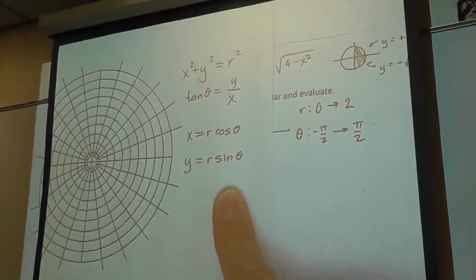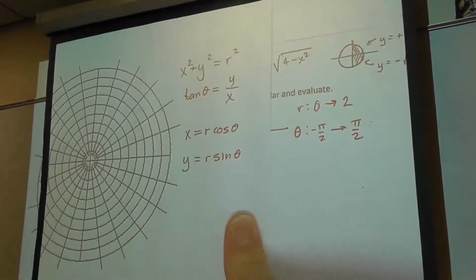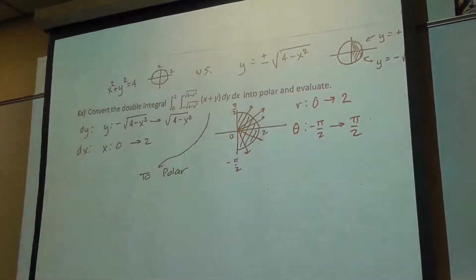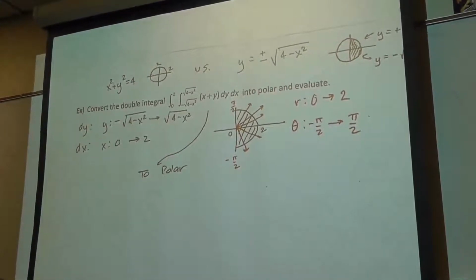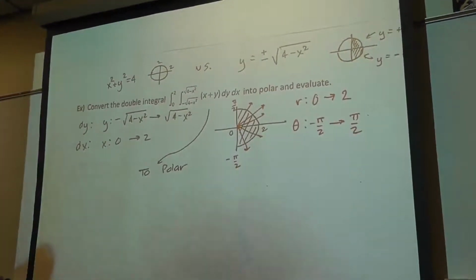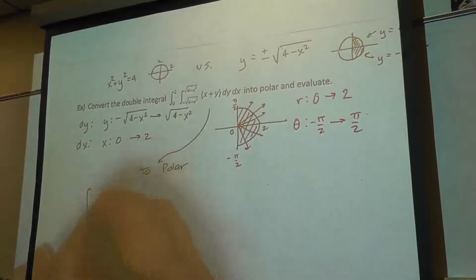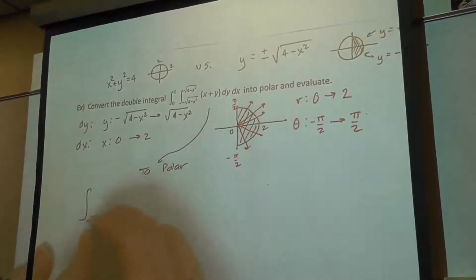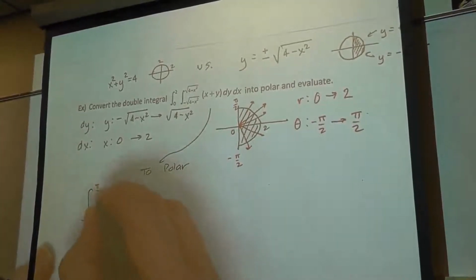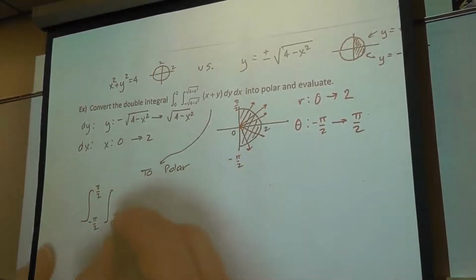Okay? It'd be handy to give you this on the test, wouldn't it? Mm-hmm. No problem. Done. So feel free to use those liberally as you're doing the homework. I mean, some of you already have them committed to memory. So we've already got our limits figured out. Theta goes from negative pi over 2 to pi over 2. r goes from 0 to 2.